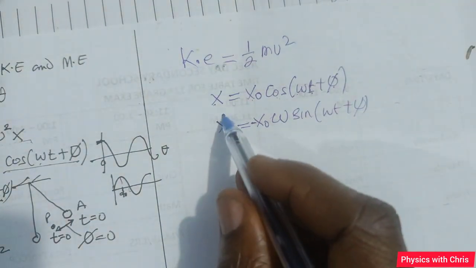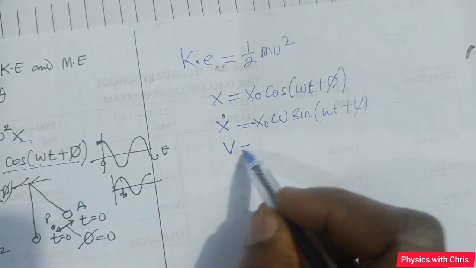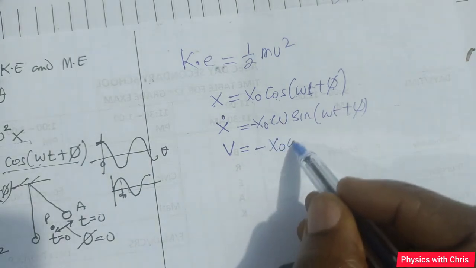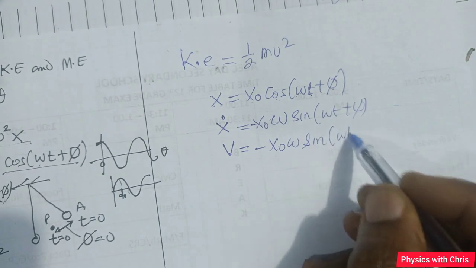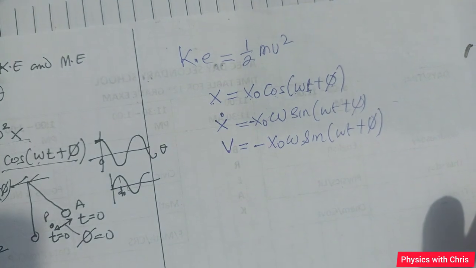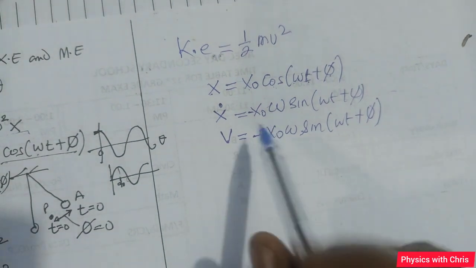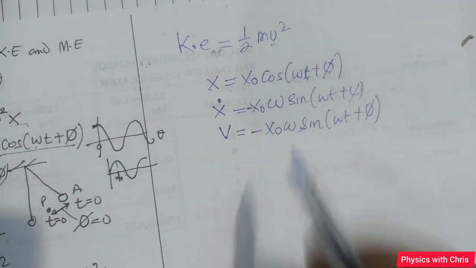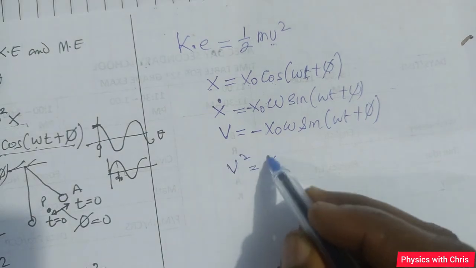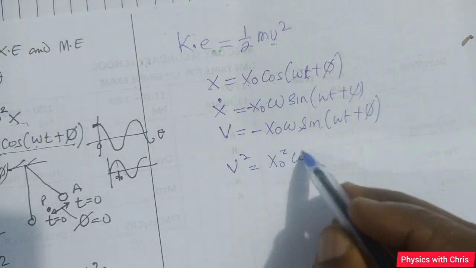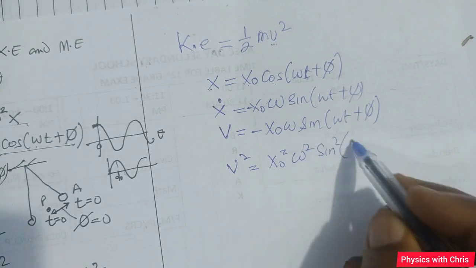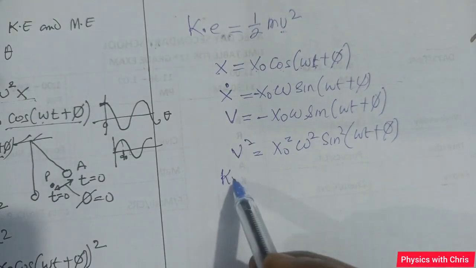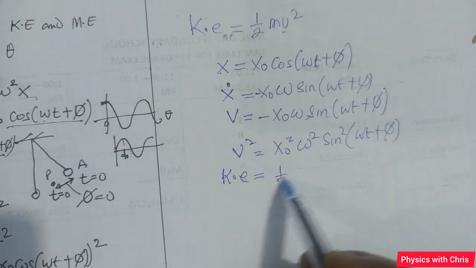So this x dot is the same thing as the speed or velocity. That's the linear velocity of the body in simple harmonic motion. That gives you minus x naught omega sine(omega t plus my initial phase phi). Alright, let me square this, since I have this square in the equation for kinetic energy. It gives me v squared equal to x naught squared omega squared sine squared(omega t plus phi).